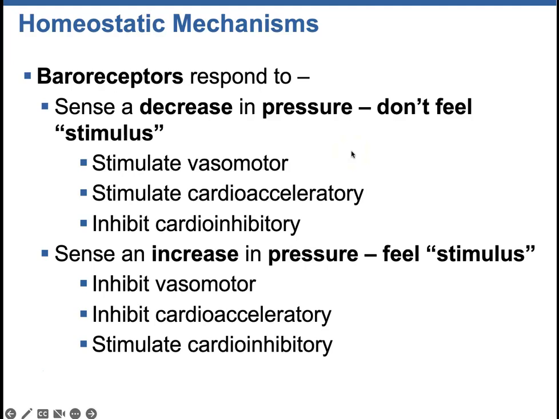Then your baroreceptors, the way they're going to respond is to a decrease in pressure, right? So they're going to stimulate the vasomotor if there's a decrease in pressure and they don't feel the stimulus. So we're going to kick on a sympathetic response. So that means vasomotor is stimulated, cardioacceleratory is stimulated, and we inhibit the cardioinhibitory, which is parasympathetic. Now, if there's too much pressure and we need to correct that, now we're going to turn on parasympathetic and inhibit sympathetic. So we inhibit the vasomotor, which is sympathetic, we inhibit the cardioacceleratory, which is sympathetic, and we stimulate the cardioinhibitory, which is parasympathetic.